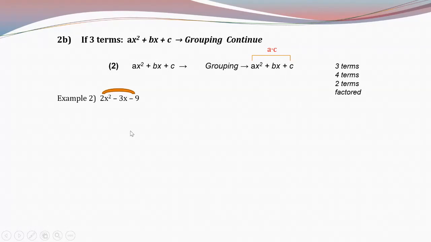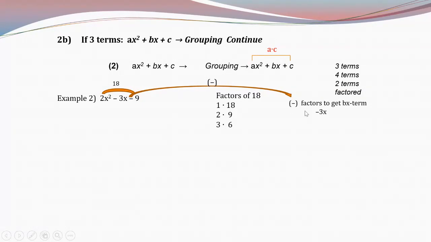Okay, let's try this one now. There'll be 18. How can I get 18? 1 times 18, 2 times 9, and 3 times 6. Right? We're going to subtract them factors to get the bx term, which is negative 3x, right? So the combo will be 17, 7, and 3. So my combo will be 6 and 3. So since this is negative, the 6 is going to be negative. So it'll be negative 6x plus 3x will replace my negative 3x.